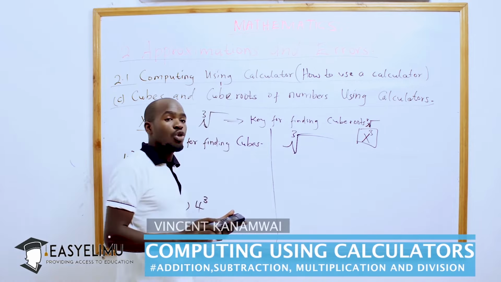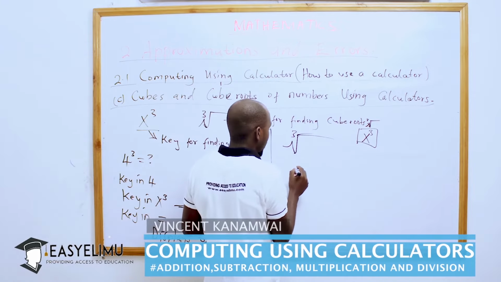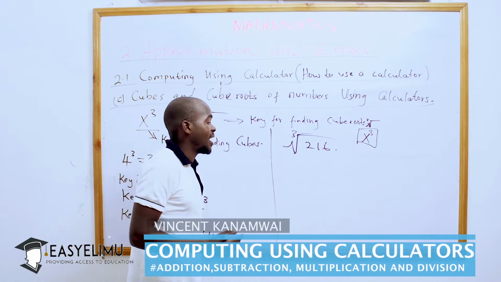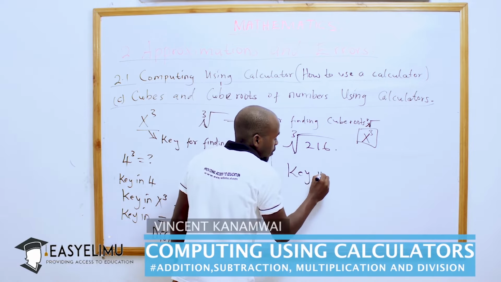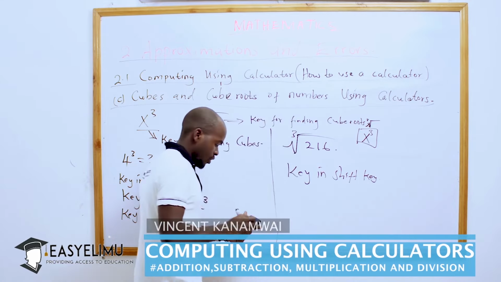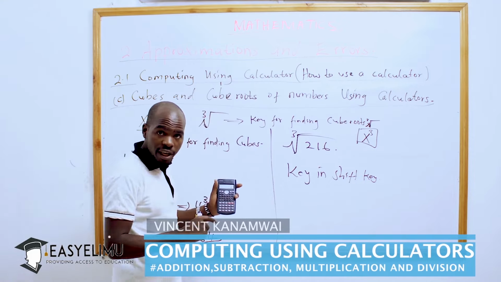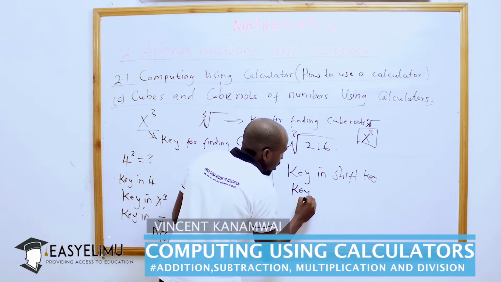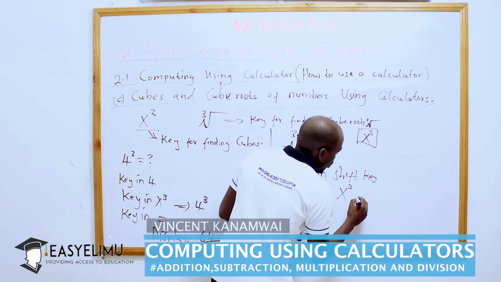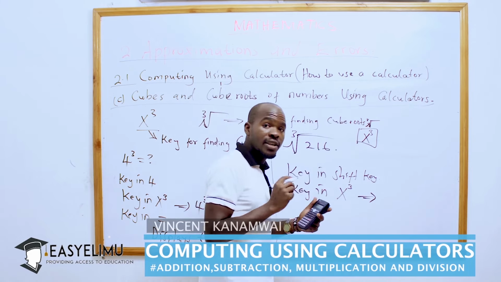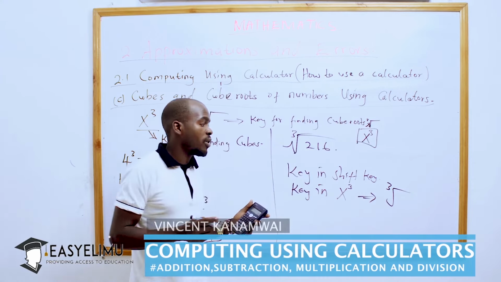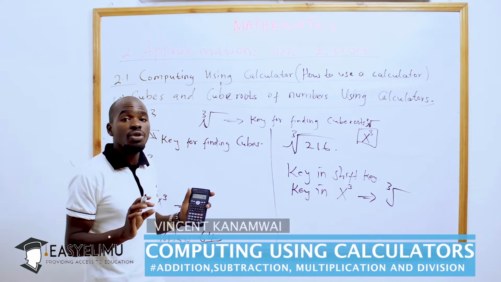And if you want to compute any number, for example, given 216, find the cube root of 216. What you should do first, you go up there and key in the shift key. After keying the shift key, you now key in that x cubed key. And if you key in that one, you will find that the screen of the calculator displays this symbol. So that symbol represents the cube root sign.